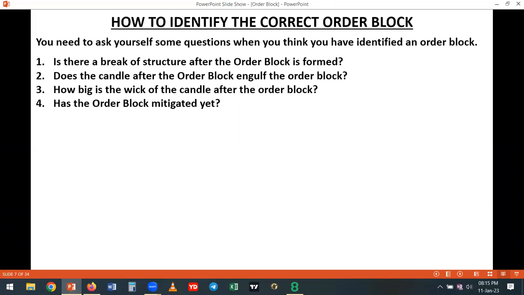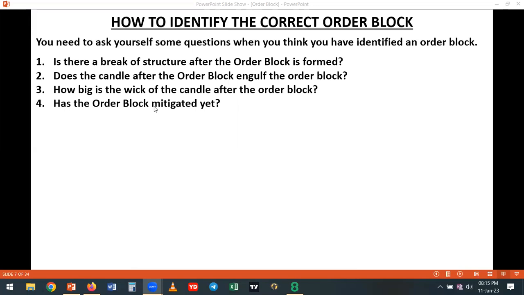How do you identify the correct order block? You need to ask yourself some questions when you think you have identified an order block. What confirms or what makes up an order block? One, is there a break of market structure after the order block is formed? That means for an order block to be confirmed, the order block has to break a market structure.